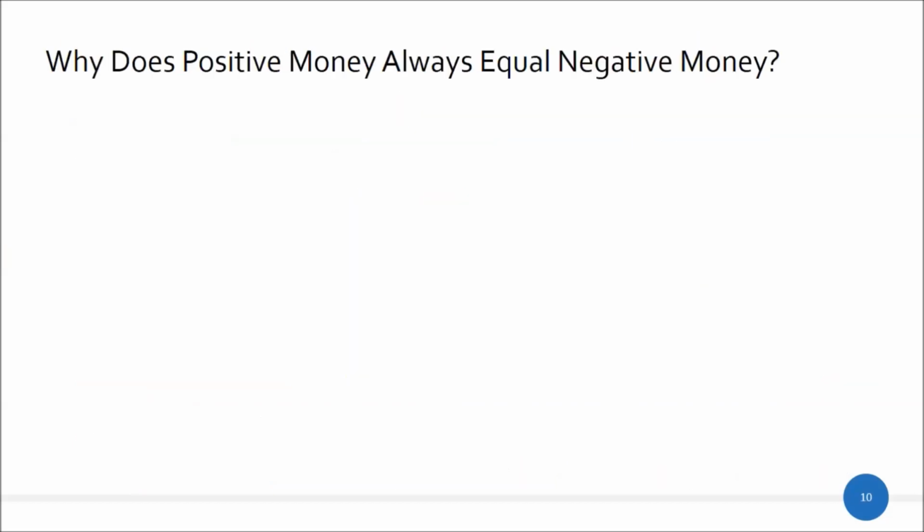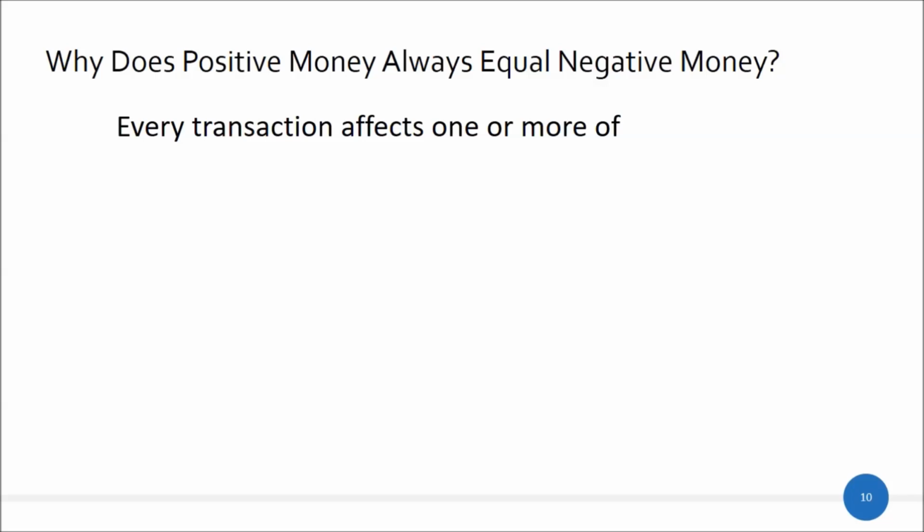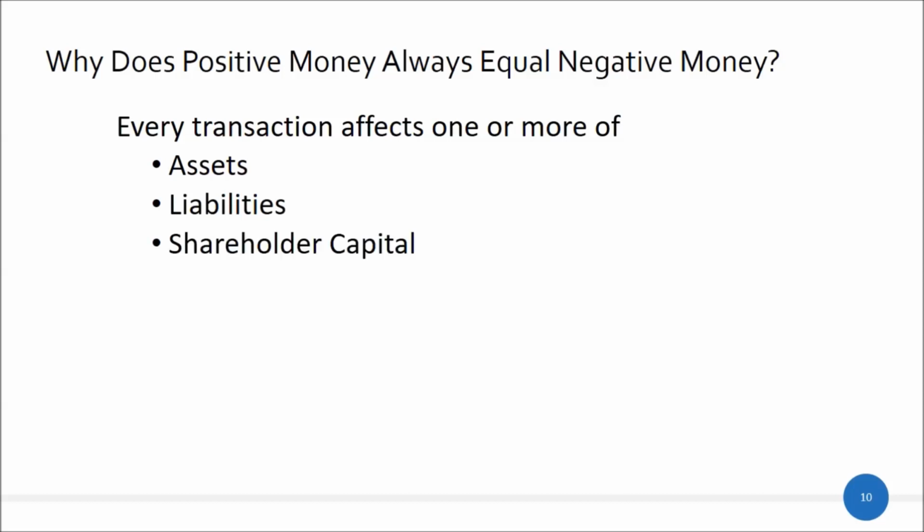So, why does positive money always equal negative money? I'm giving this bath analogy where you can't have a magic bath that generates money and it generates water, so whatever you put in is going to come out. But why does this actually really happen in reality? Well, every transaction is going to affect one or more of assets, cash for the company or future cash for the company, liabilities, either something where our money is going to go out to somebody who's not a shareholder, or shareholder capital, money that's going to go out to somebody who is a shareholder.